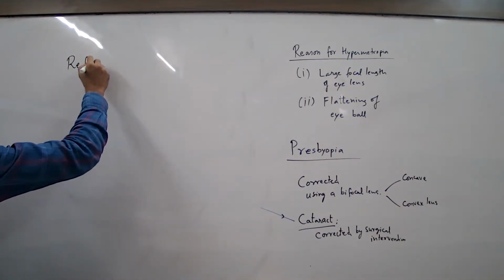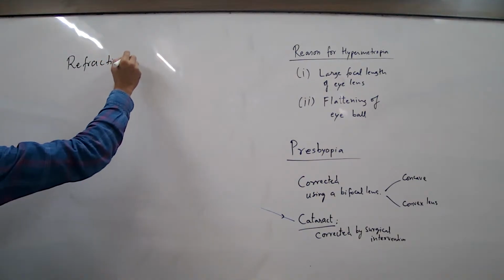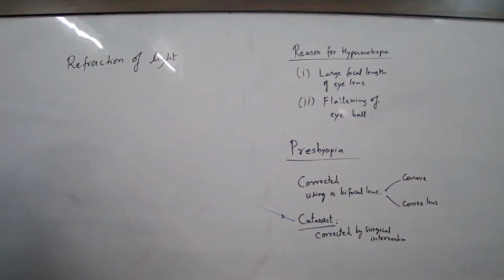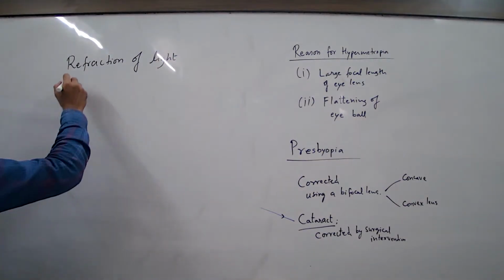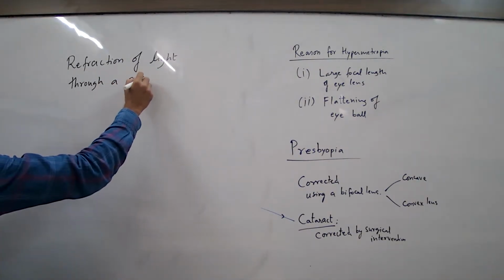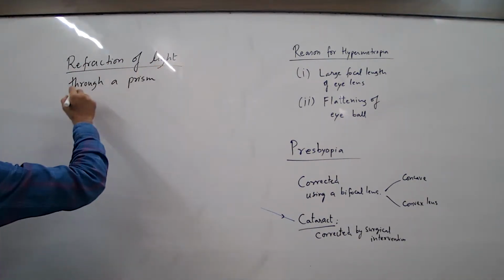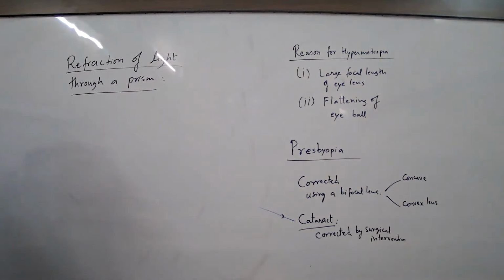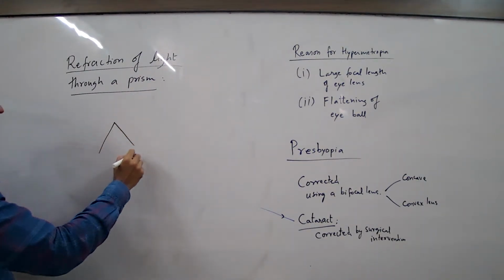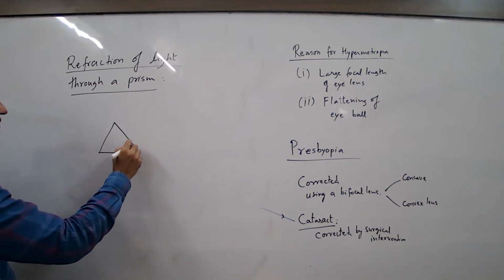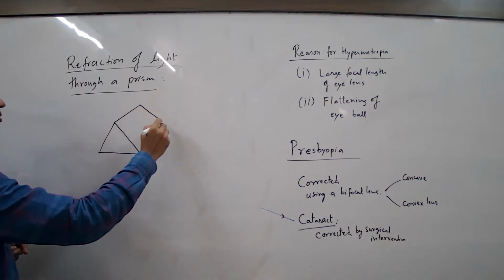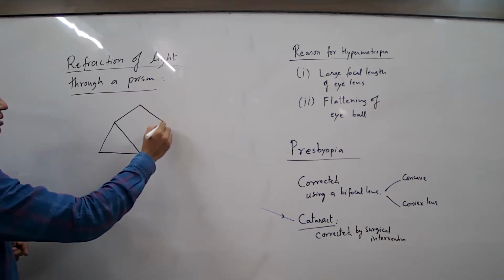In your new book, do you have this topic? Yes. Refraction of light through a prism. So, what is a prism? A prism is a transparent medium with 5 surfaces, out of which 3 are rectangular surfaces and 2 are triangular.